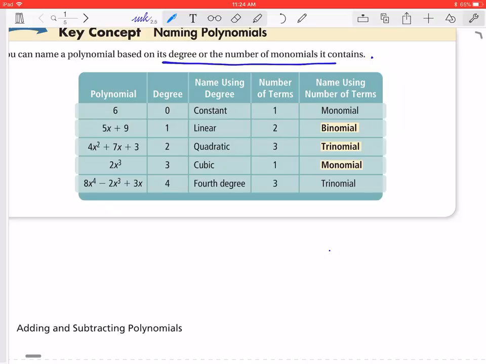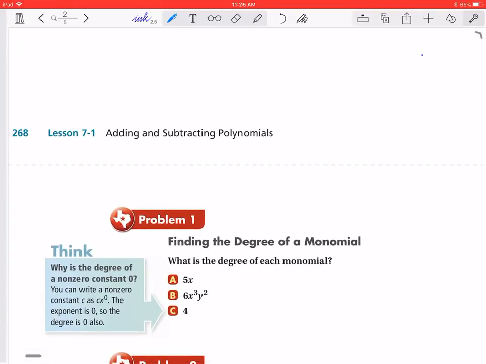Now, the last one that we're going to talk about in terms of Algebra 1 is 8x to the 4th power minus 2x to the 3rd power plus 3x. For the degree, again, we're going to look at the exponent with the x. Here the power is 1, here the power is 3, and then the highest power is 4. So that degree is 4. It's the fourth degree. That's how we name that. And the number of terms in this is 3, so we call that a trinomial. All right, and now we're going to move on to some actual problems.